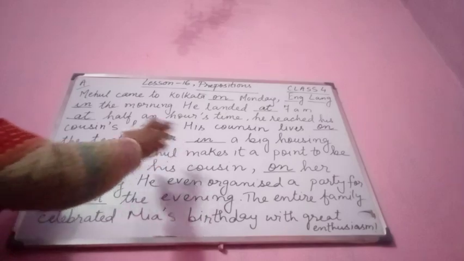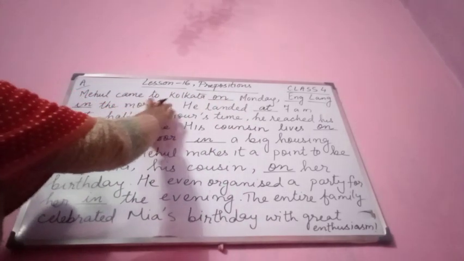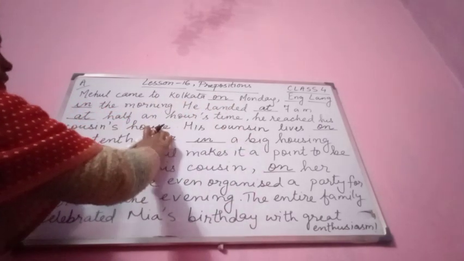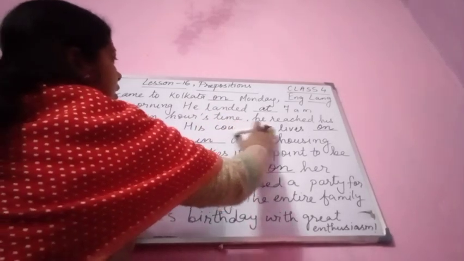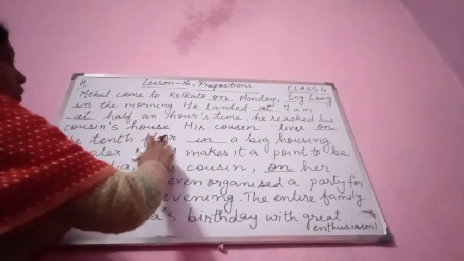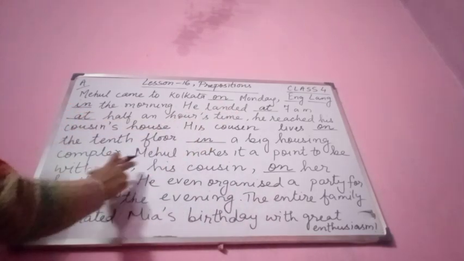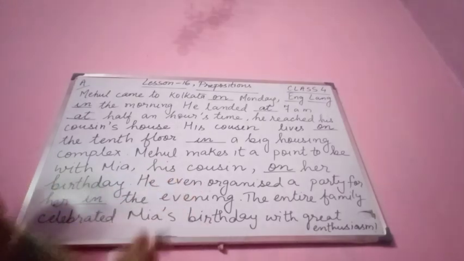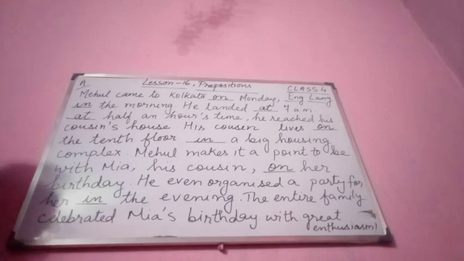Okay, we have already done all these things, but still: Mehul came to Kolkata on Monday in the morning. He landed at 7 a.m. At half an hour's time he reached his cousin's house. His cousin, spelling is wrong here. You see here, his cousin lives on the 10th floor in a big housing complex. Mehul makes it a point to be with Mia, his cousin, on her birthday. He even organized a party for her in the evening. The entire family celebrated Mia's birthday with great enthusiasm.